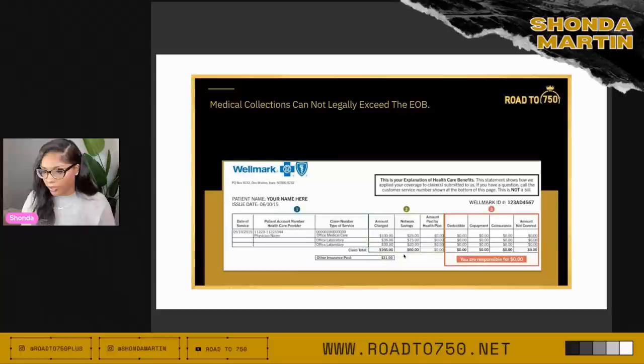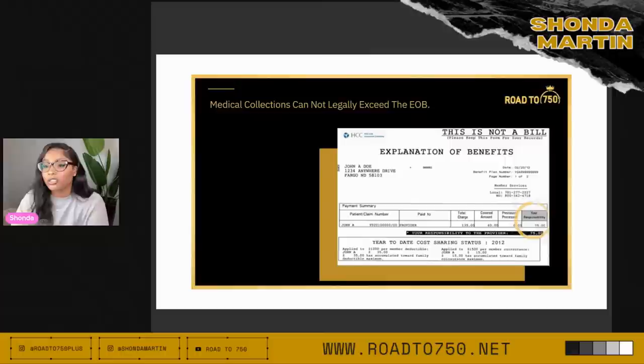Okay. So here's another example of an explanation of benefits, but this one, unlike the other one, you can see that the consumer has a responsibility. The total charge was $135. The insurance company covered $60, which left the consumer with the responsibility to pay $75 for this account, right? So if you receive an explanation of benefits and it has an amount for your responsibility, understand that you have to pay that, but the collection agency cannot charge interest on medical collections.